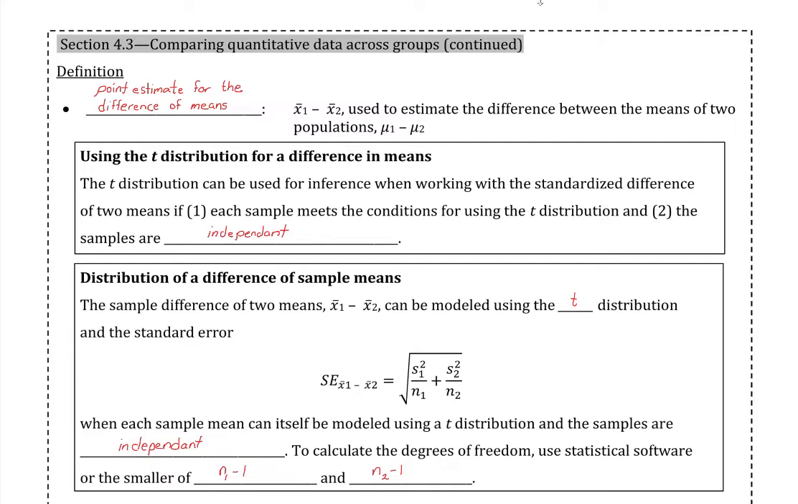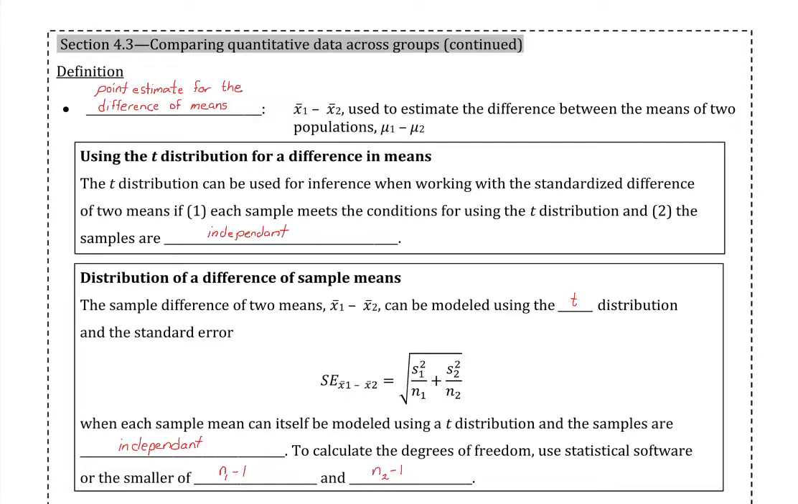This lecture will continue to cover section 4.3 for Introduction to Statistics, comparing quantitative data across groups. There are several definitions in this section that you would like to feel comfortable with. You may want to pause the video to verify you have all the definitions correct.